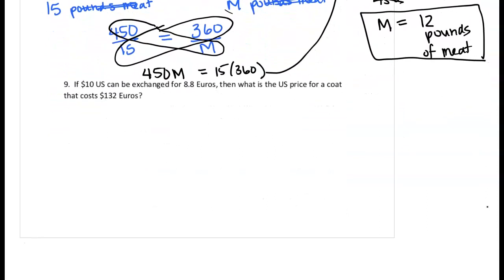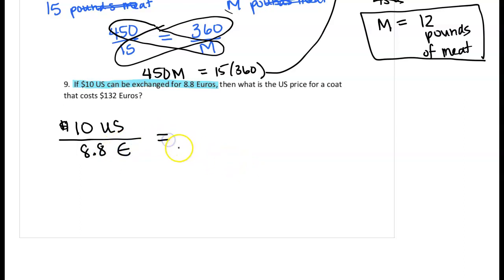One last question. If $10 of US money can be exchanged for 8.8 euros, then what is the US price of a coat that costs 132 euros? Again, we're going to take each sentence as it comes and make a ratio. So the first one in blue is $10 US. And then what I'm comparing it to, so remember our ratio is comparing two quantities, is 8.8 euros. And the symbol for a euro is a little bit of a curved E.